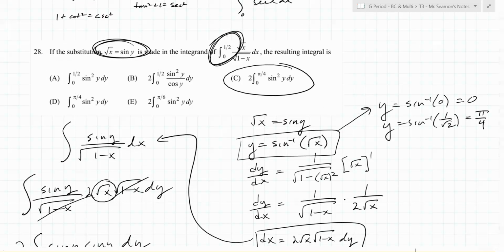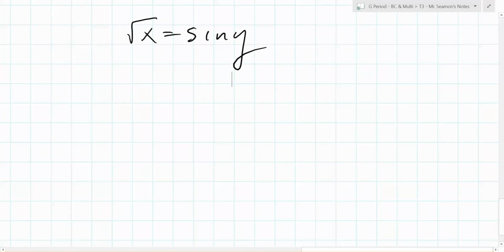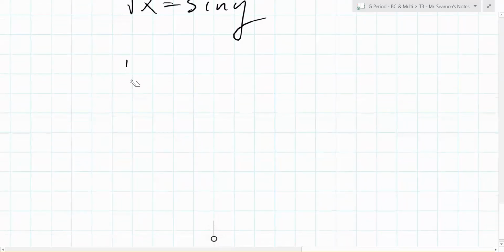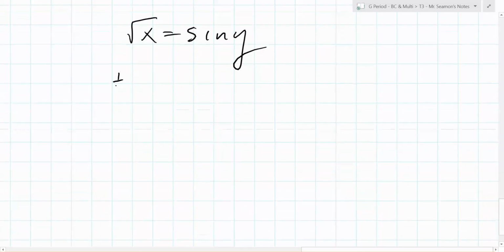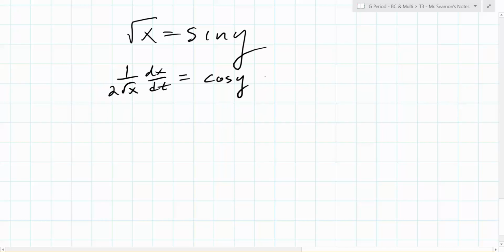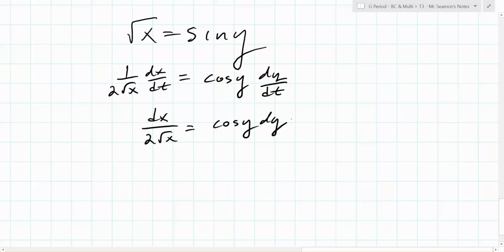Let's say you didn't isolate y. You could differentiate this, but you need to differentiate it with respect to, let's say, t. If you wanted to differentiate this with respect to t, what would you get? 1 over 2 root x, dx dt equals cosine y dy dt, right? Multiply both sides by dt, and what do you get? dx over 2 root x is equal to cosine y dy. You see that right there?